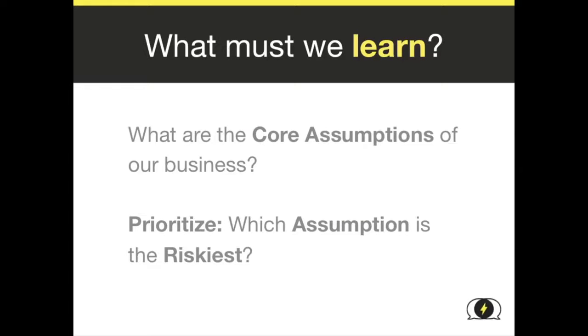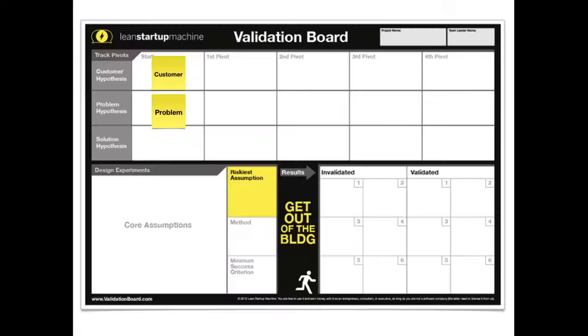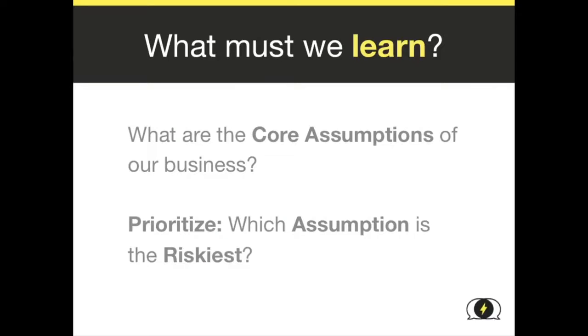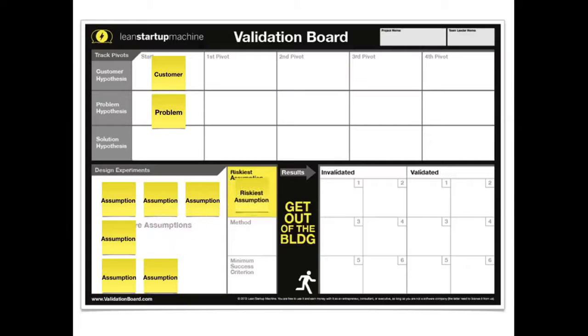Ask yourself, what do I need to learn? We start by defining our core assumptions. This is anything that could be a fact that we believe where if it's invalidated, it would cause the business to fail. So think that you have several core assumptions, and you're going to pick the one that is the riskiest. We define the single riskiest one because we only need to prove one of these wrong in order to invalidate the whole business.